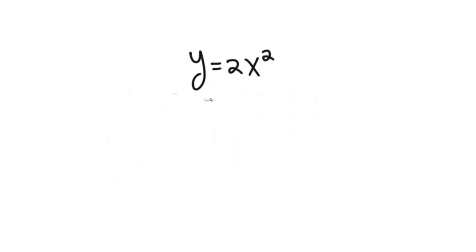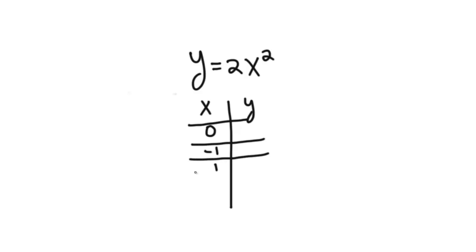Alright, let's say we have this quadratic function which is y equals 2x squared, and what we can do is create a table of x and y values and use that to plot on a graph. So let's have x and y, and let's just pick some values for x. Let's say x is 0, x is negative 1, 1, negative 2, and 2.